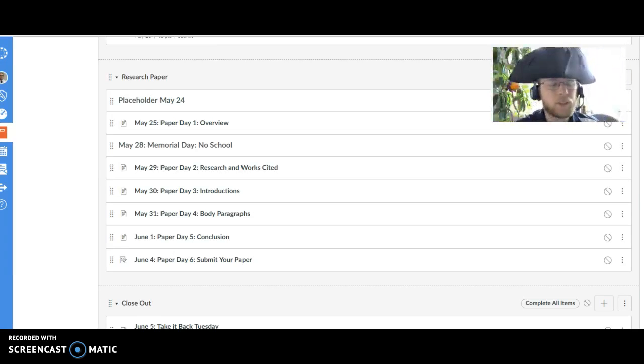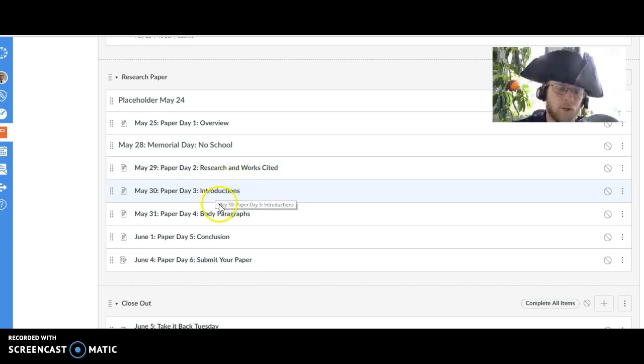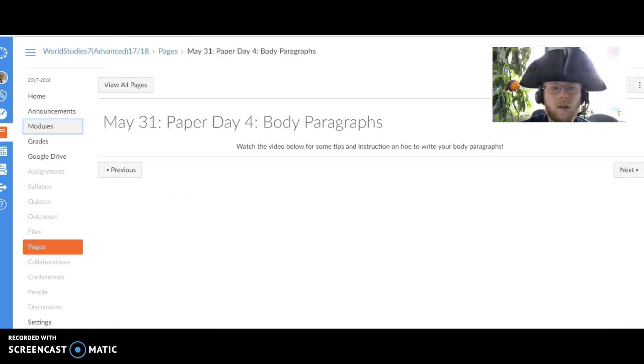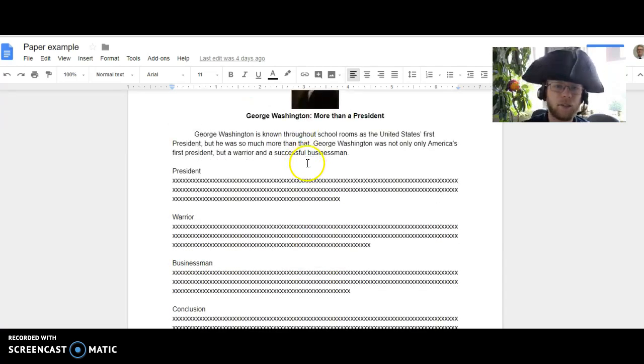Alright, so we've been talking about our research paper here. We've gone over the whole paper in overview, our research and works cited, and introductions. Today we're going to talk about paragraphs. So we're supposed to have 3 body paragraphs in our research paper. And we talked about how our thesis statement will outline what our 3 body paragraphs are going to be about.